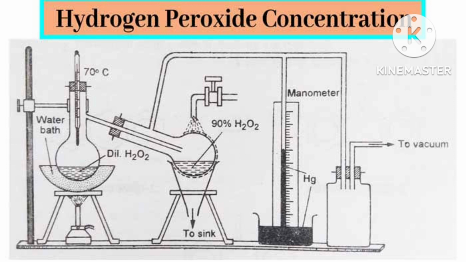This is the strength. Now I am telling you some other properties. Here you should know that it is marketed as 10 volume, which means it contains 3% peroxide. Question is asked on this. Now I am going to tell you the structure of peroxide.